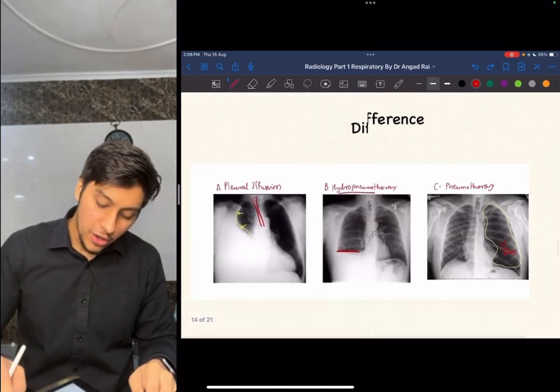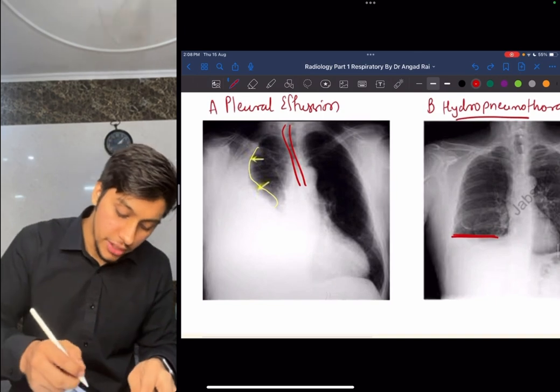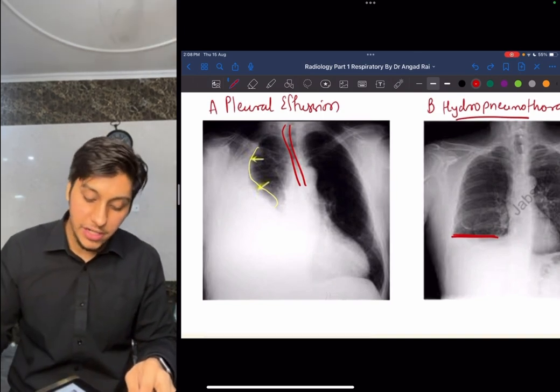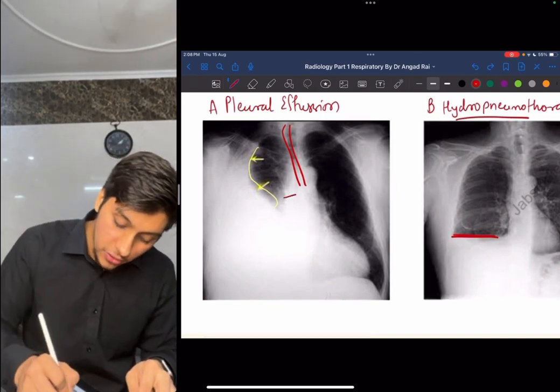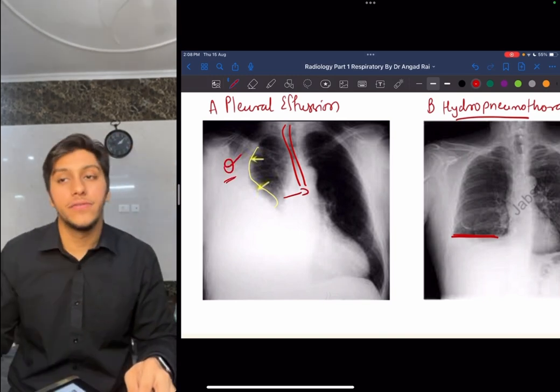Okay. Now, if you talk about the differentiation, just to sum up overall, remember in pleural effusion, the deviation is going to be where, guys? It is going to be on the contralateral side. Okay, there is deviation on the contralateral side, and along with this, you'll have the Ellis curve, right?